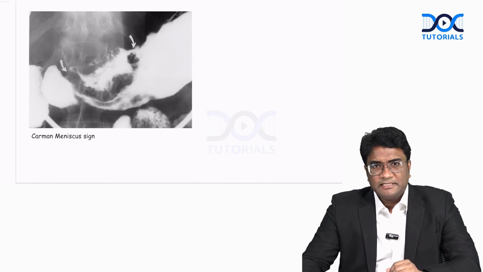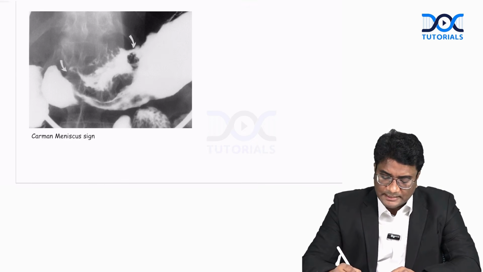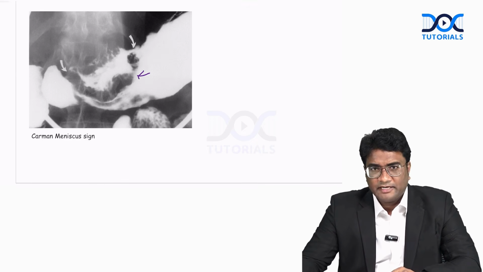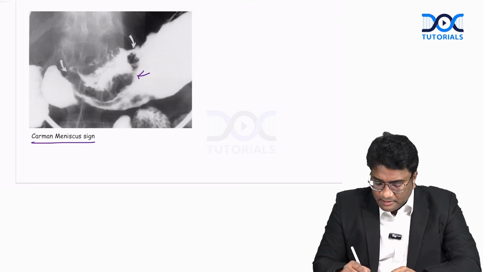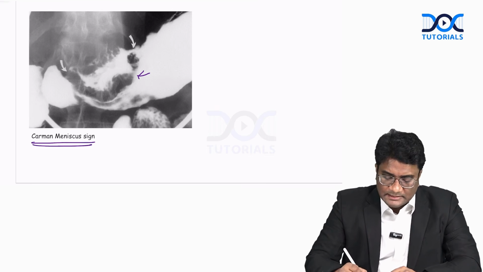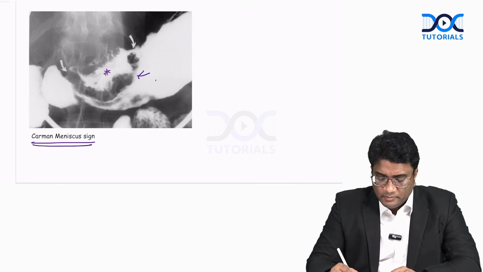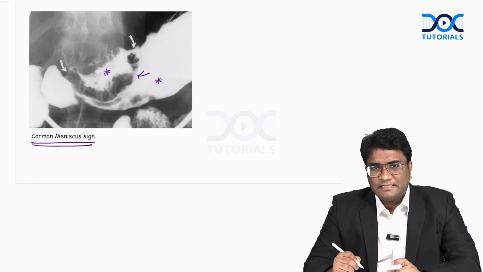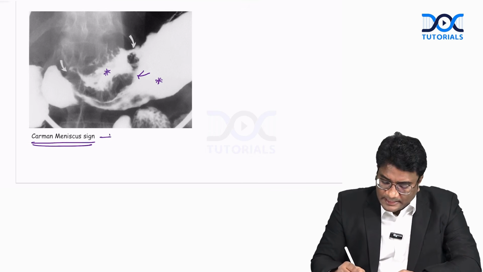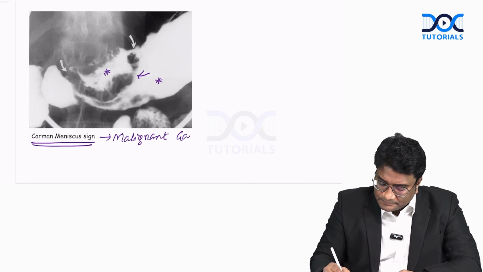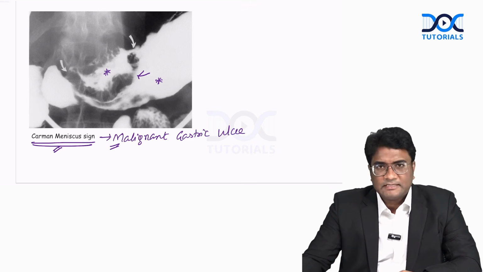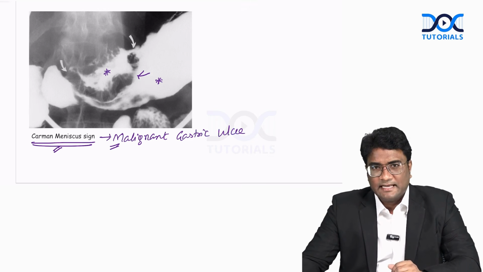Now, look at this barium meal study. On this barium meal study, you see a crescentic or meniscus-like filling defect. When you see such a meniscus-like filling defect, this is called Carman meniscus sign. So, you have an ulcer crater filled with barium and the lumen filled with barium, and between them you are seeing this crescentic filling defect. Carman meniscus sign is suggestive of a malignant gastric ulcer. You can remember M for M: the meniscus sign on a barium meal is seen with malignant gastric ulcer.